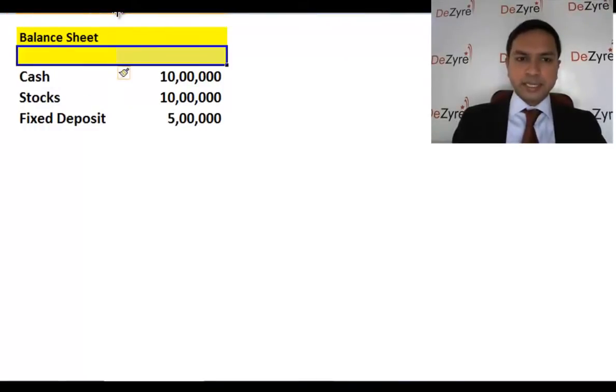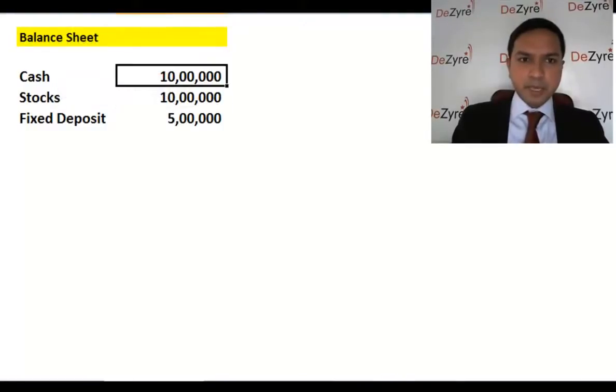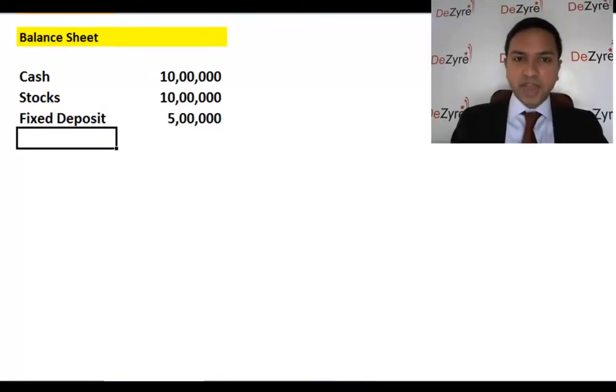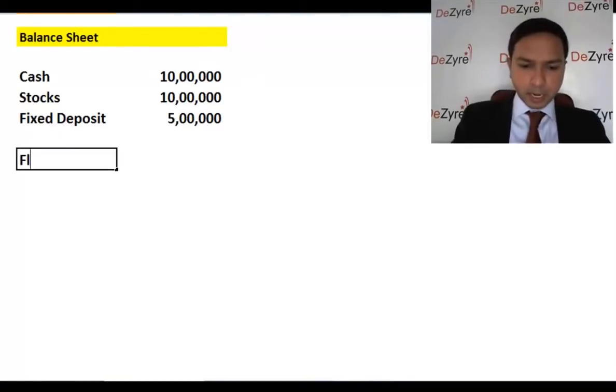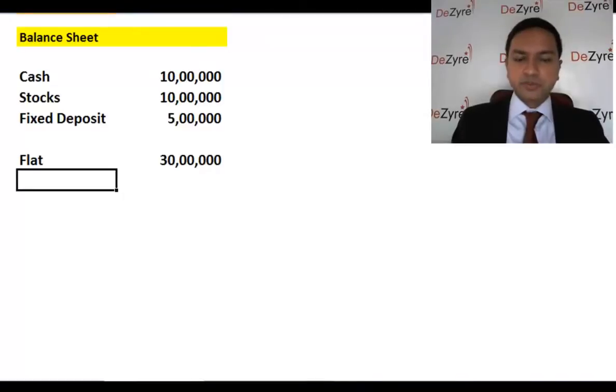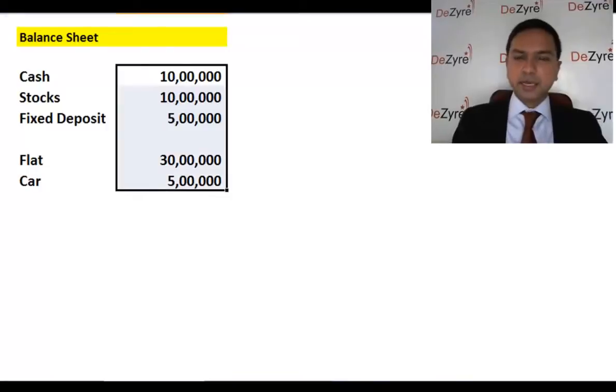Now let's see what else. We also said maybe you own a flat. You own a flat, right? The cost of that flat is maybe, I don't know, let's say 30 lakhs. You maybe own a car, you own some assets, like you own a car, that's another 5 lakhs.